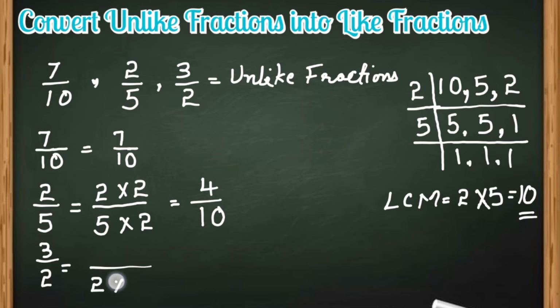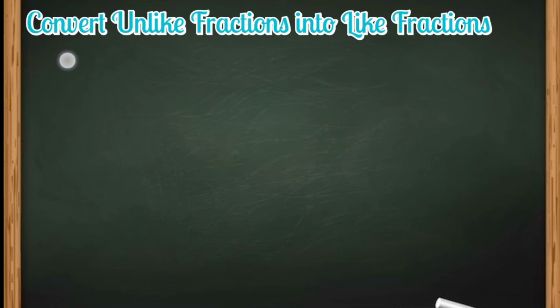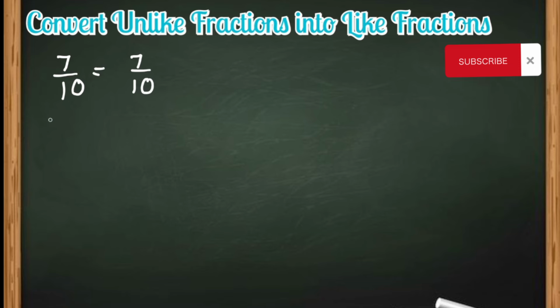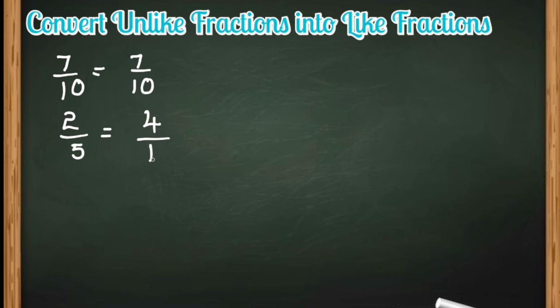In 3 by 2, to make the denominator 10, we have to multiply 2 by 5. So 2 5's is 10, denominator became 10. But we have to multiply numerator also by the same number, that is 3 into 5 is 15. So this fraction became 15 by 10. So for the first fraction, we wrote it as it is because the denominators were same. We have converted the second fraction, that is 2 by 5, into 4 by 10. And third fraction, that is 3 by 2, into 15 by 10.